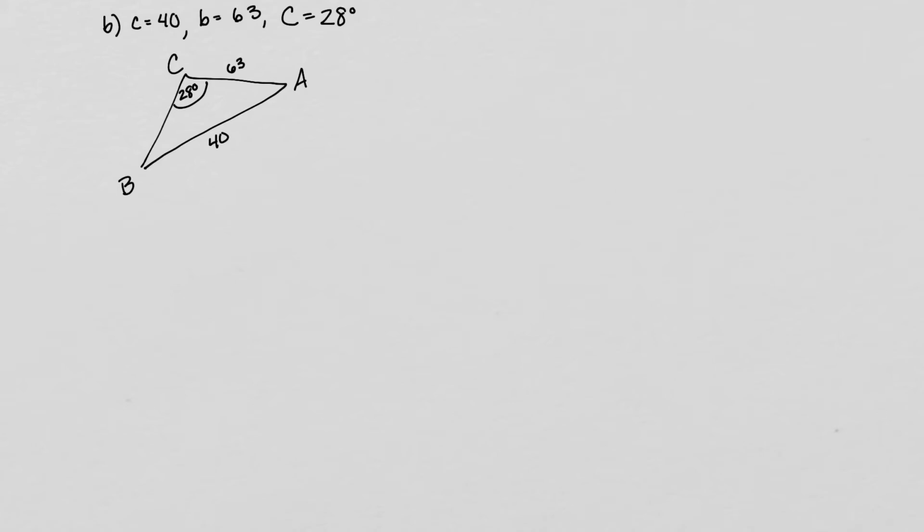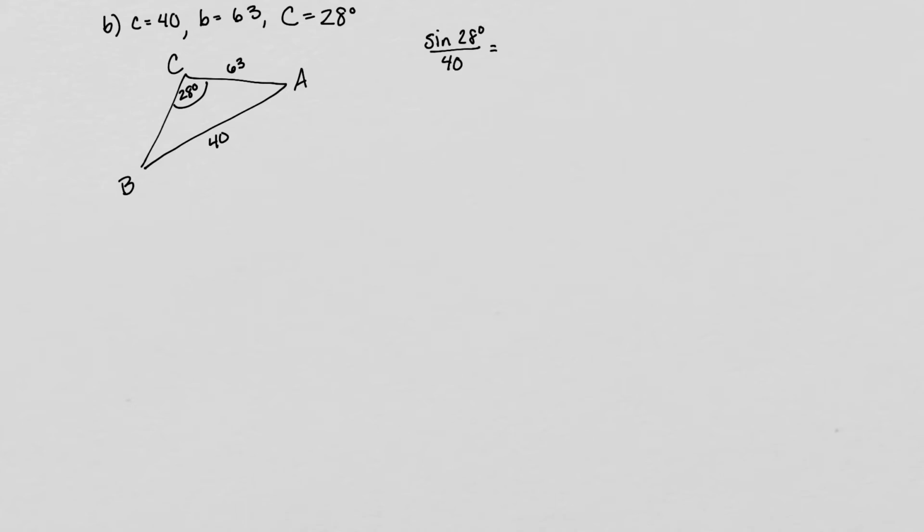So in this case, unlike the last problem, there's not only one angle missing, there's two angles missing. But I happen to already have one pair. So I happen to have the angle C and the side C. So I can set up using the law of sines. Remember, the law of sines, you need an angle and a side. So in our case, we're going to have the sine of 28 degrees over 40.